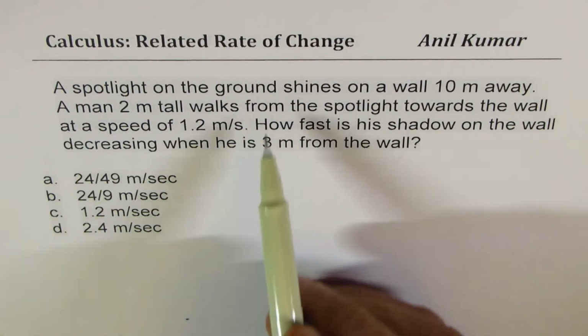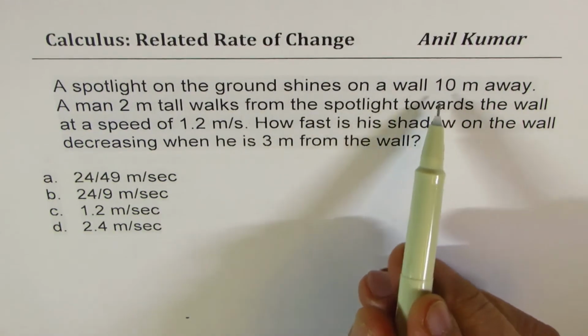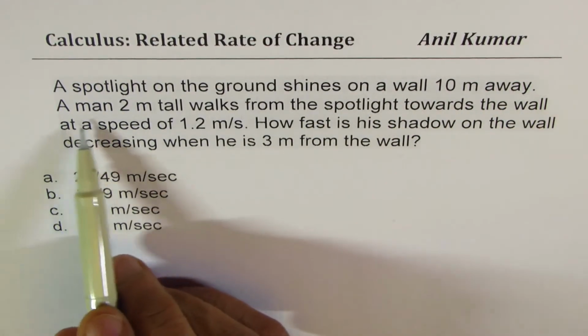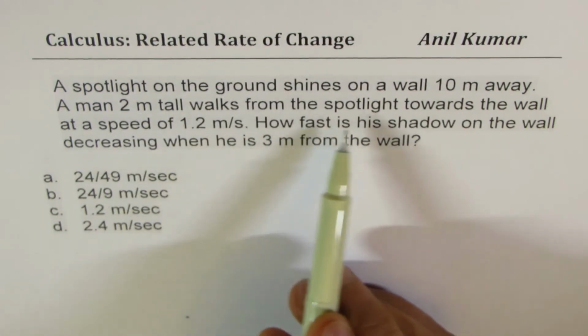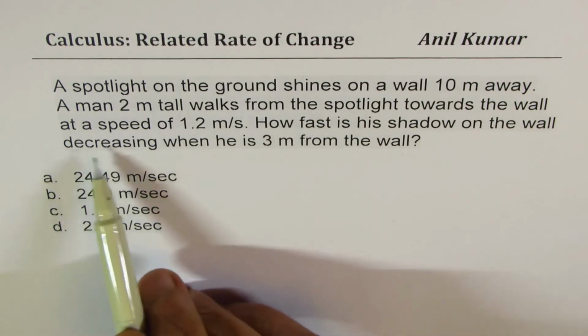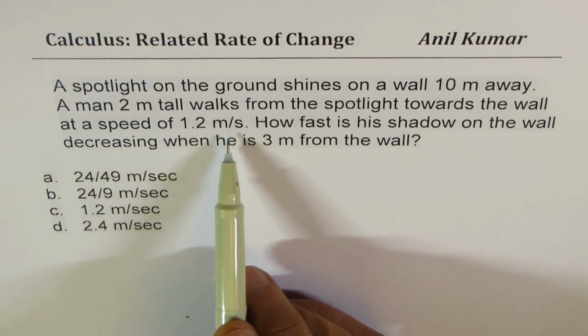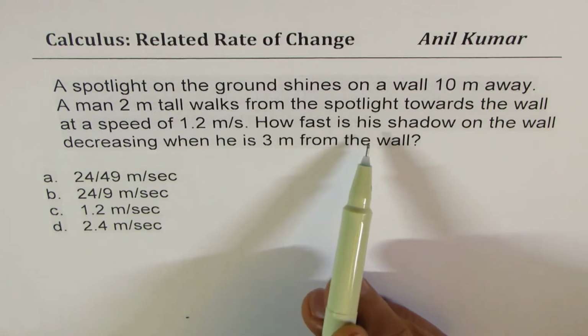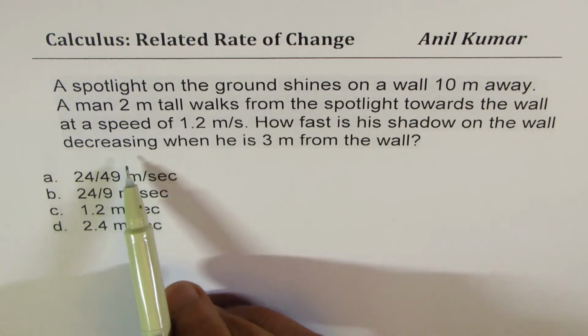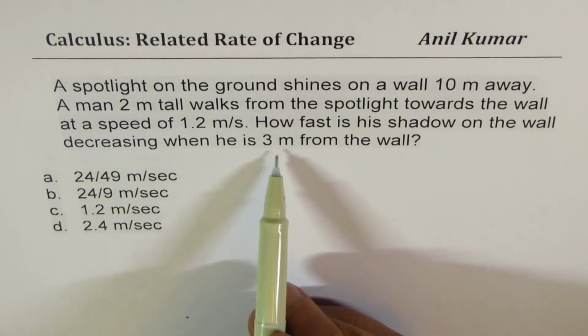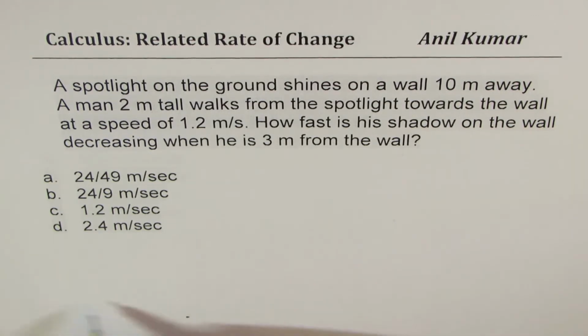A spotlight on the ground shines on a wall 10 meters away. A man 2 meters tall walks from the spotlight towards the wall at a speed of 1.2 meters per second. How fast is his shadow on the wall decreasing when he is 3 meters from the wall, right? So let's sketch the diagram.